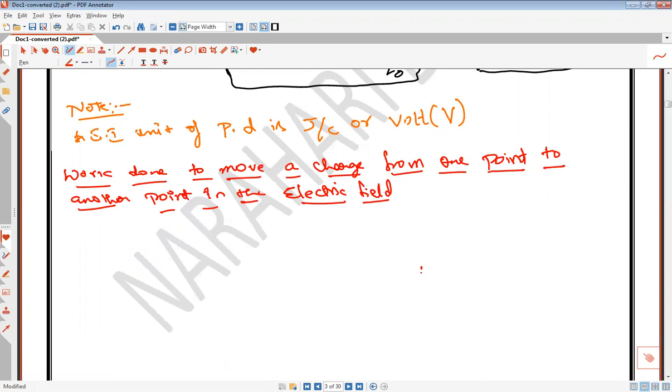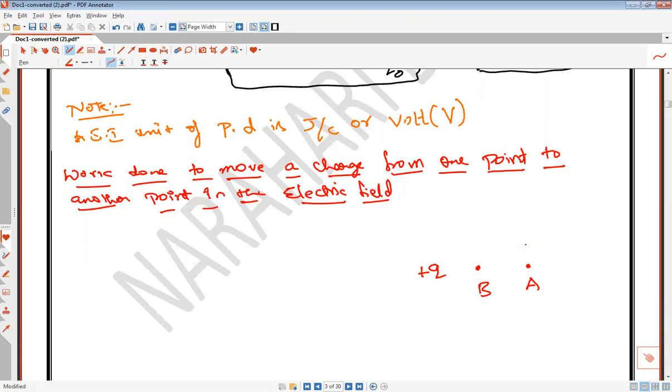Suppose here is a source charge. You know that this source charge would have created an electric field around it. Let us choose two points A and B in the electric field. See, A and B are the two points present in the electric field produced by the source charge Q.